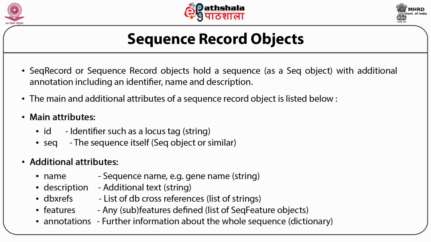Additional attributes. The additional attributes are name, which contains the sequence name. It could be a gene name or a protein name, and it is generally a string. The next additional attribute is the description. It could be some additional text which describes the sequence, and this is also contained as a string. Then it can contain attributes like database cross references, which will be a list of strings as far as the record object is concerned. Any other features can be recorded in the features attribute, which are sub-features defined as a list of SeqFeature objects. And then annotations for the sequence, which is further information about the whole sequence. It acts as a dictionary which could describe our SeqRecord object.